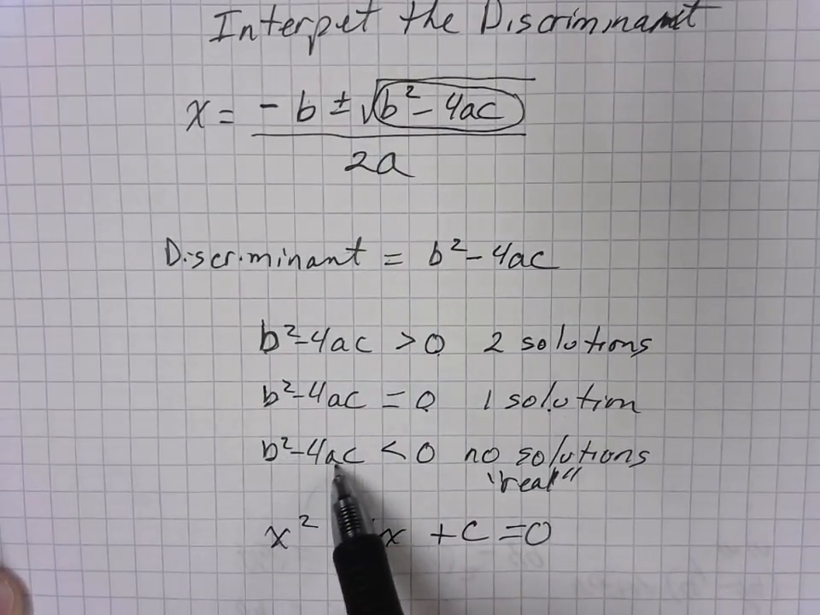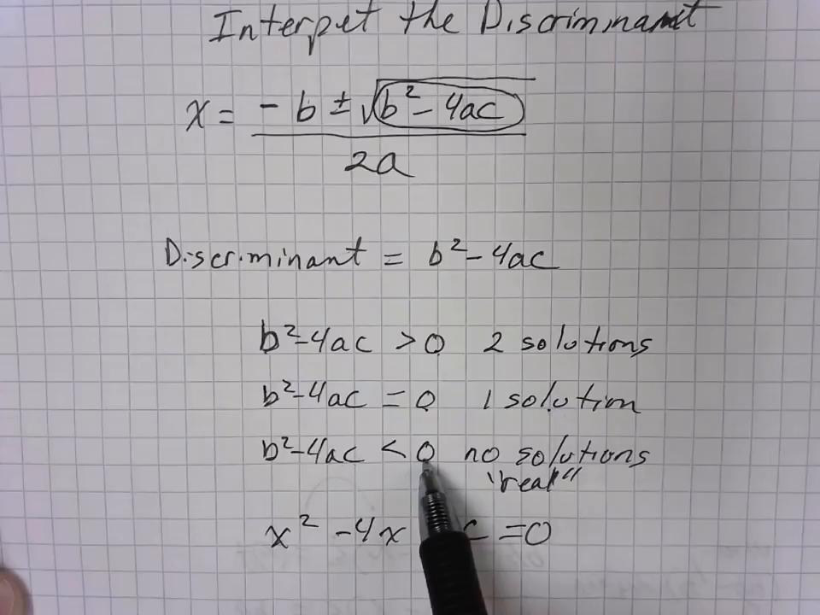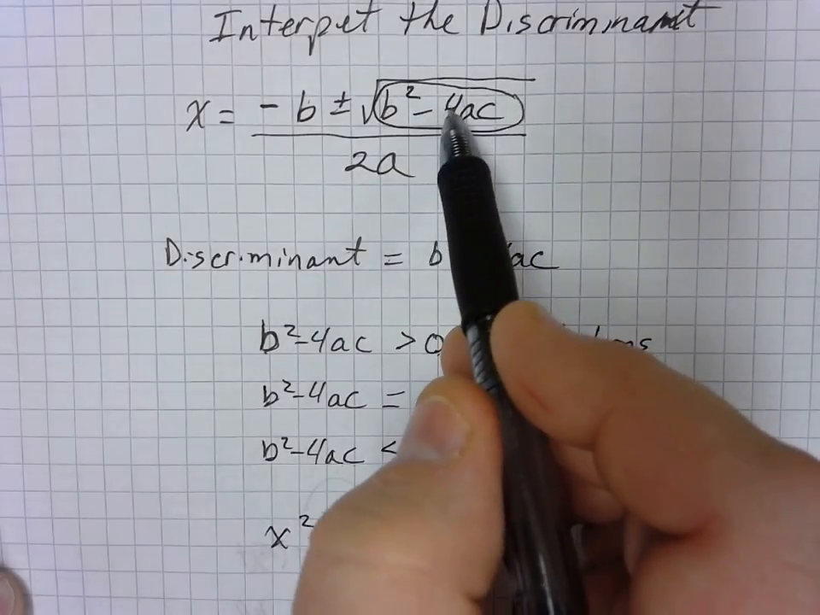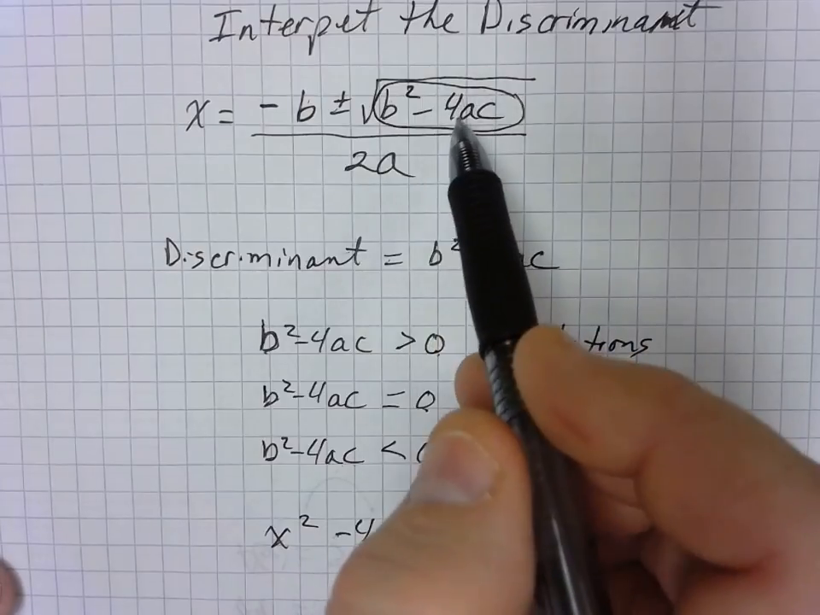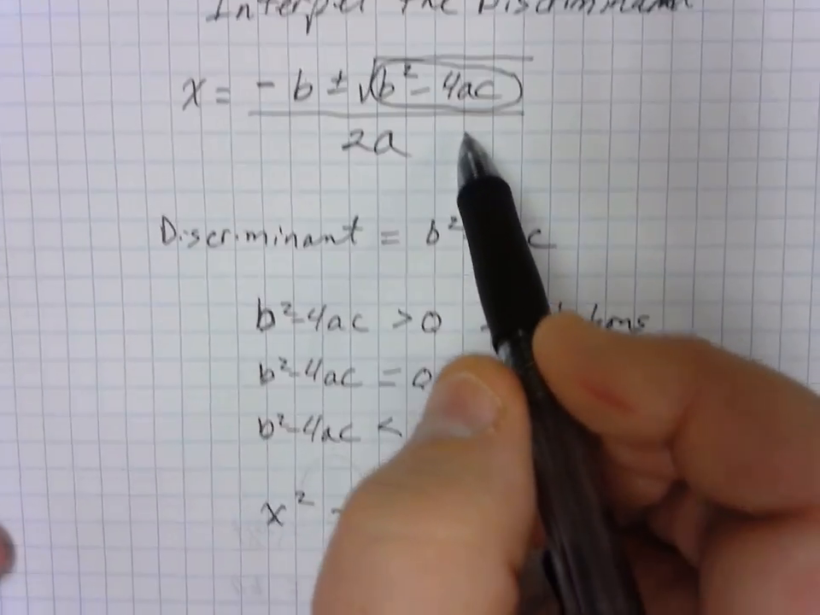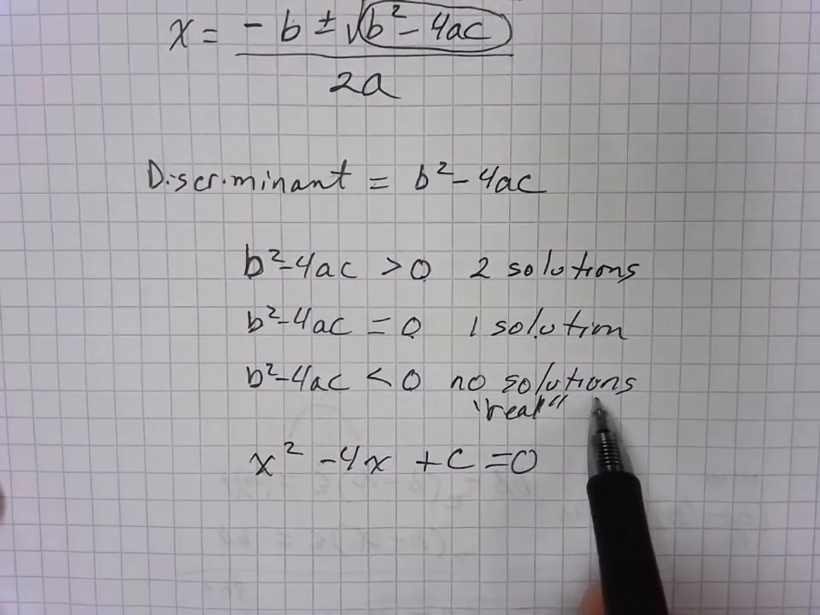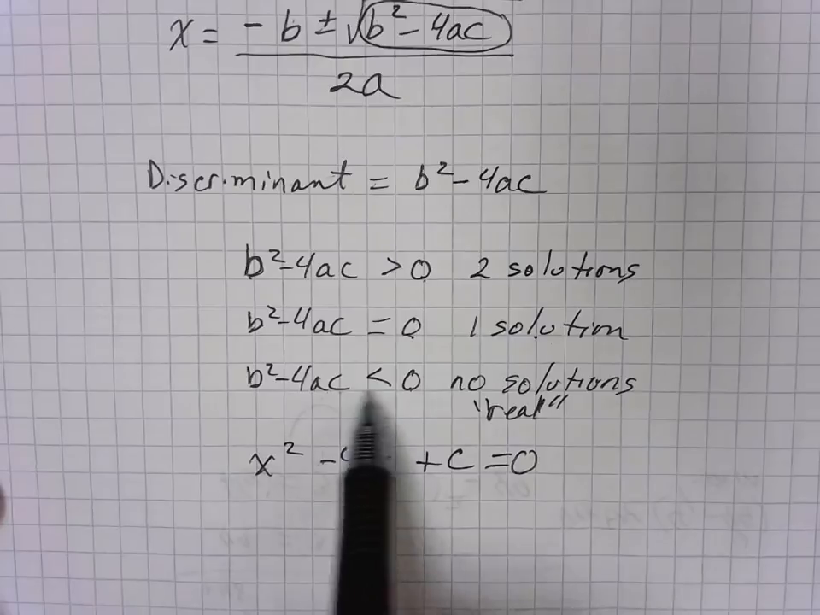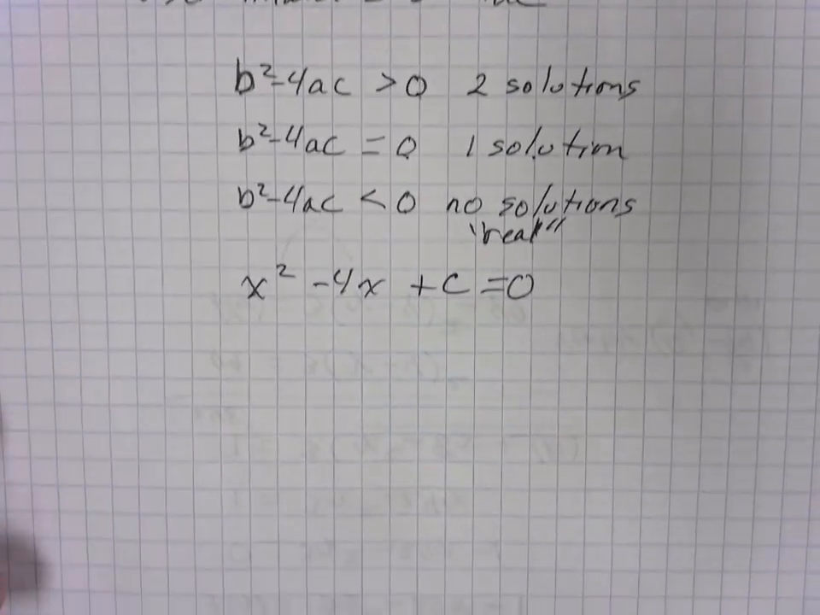But if our b squared minus 4ac is less than 0, that means it's a negative number. You can't put a negative number under the radical here and try to take the square root, because the square root of a negative does not exist. So we say there's no solutions. Technically, we say there's no real solutions. There are complex or imaginary solutions that are involved in this. We'll talk about that another time.